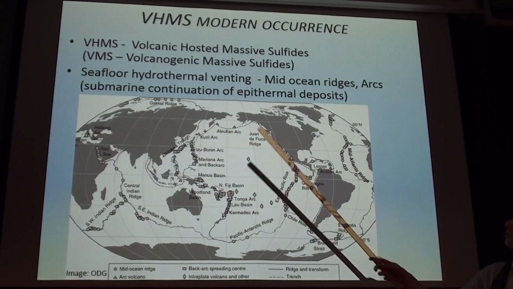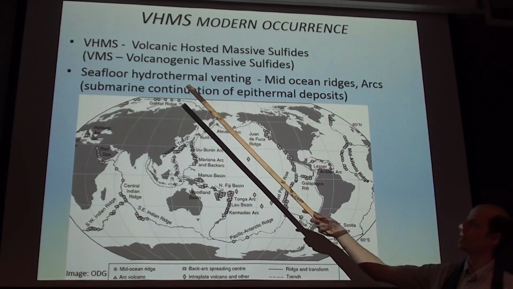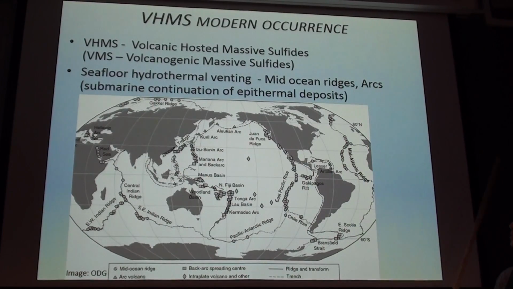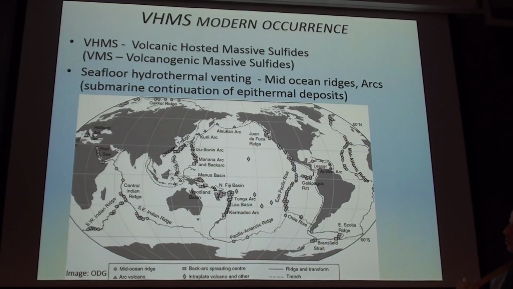So VHMS stands for volcanic hosted massive sulfides, which is the same thing as volcanogenic massive sulfides. And they occur, as I said, on the seafloor through solution and hydrothermal venting. As you can see here, in the north of New Zealand along the Kermadec Arc, or along the East Pacific Rise and mid-ocean ridges. Especially here, this is a continuation of what we have in the Taupo Volcanic Zone on land.